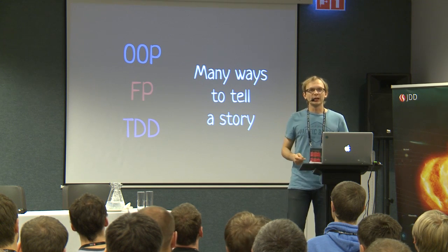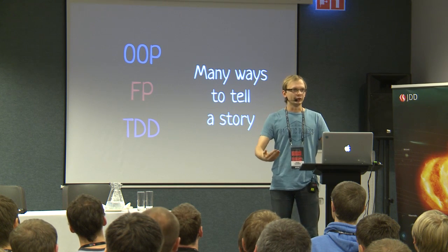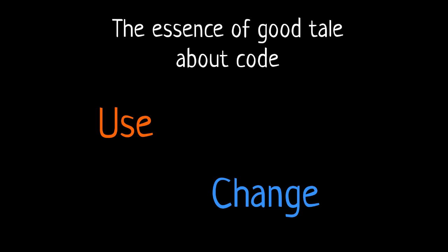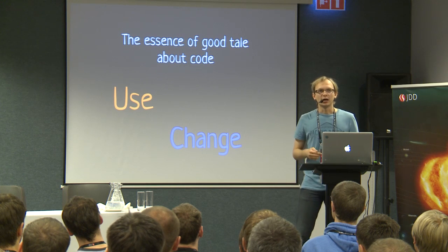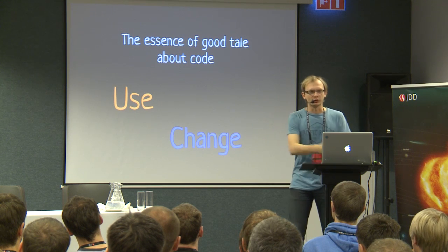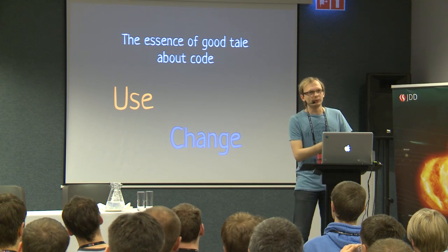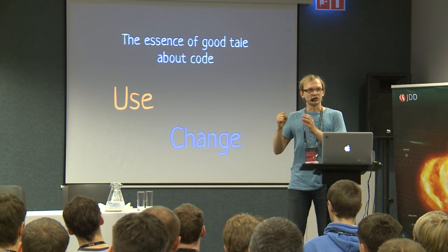So when you think about coupling, SRP, SOLID, all this stuff, it's all about telling the story the way you should in a particular technology, in a particular language. Because the essence of a good tale about code is simple. Code is about two things: you either use it or you change it. You might think, yeah, I read it. Yes, you read it because you want to use it or change it. So if you want to tell a good story with your code, you need to focus on two things: use and change.